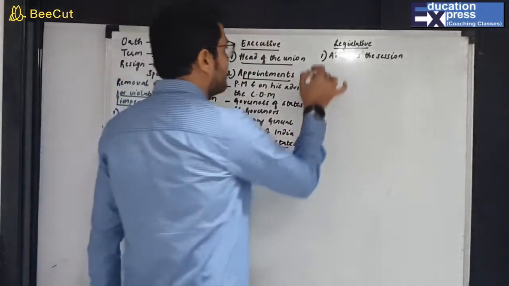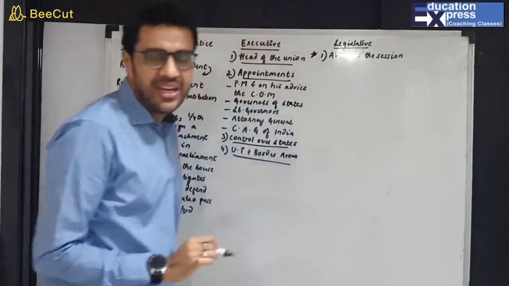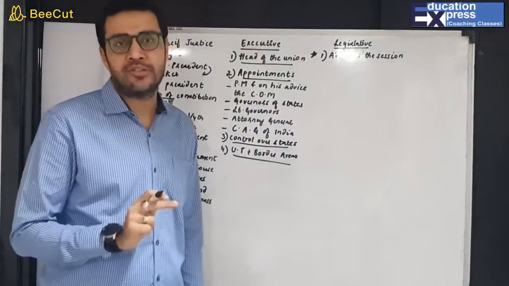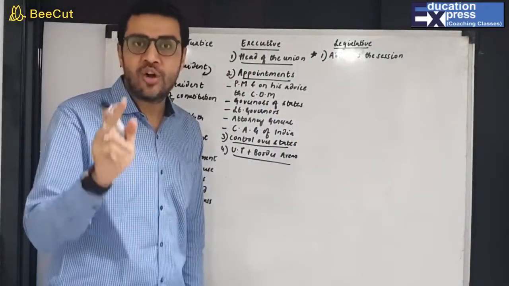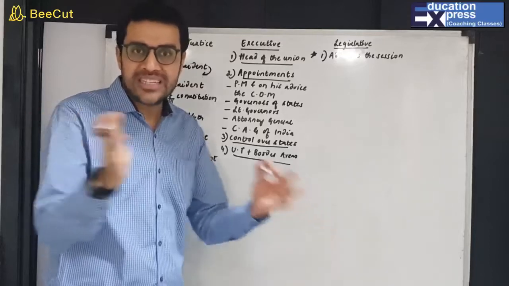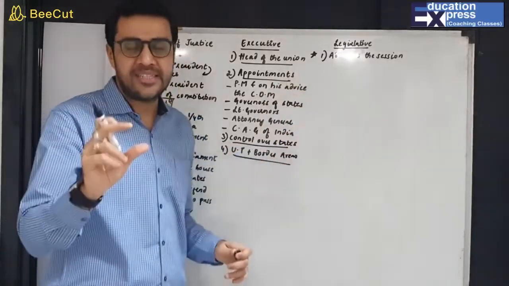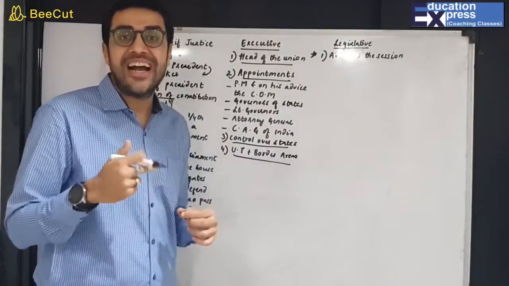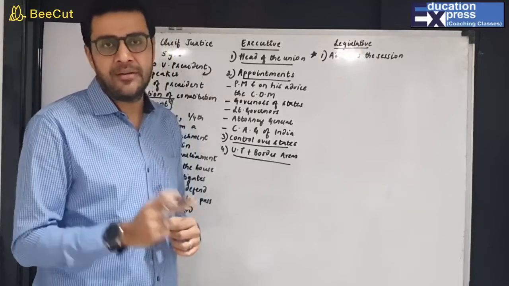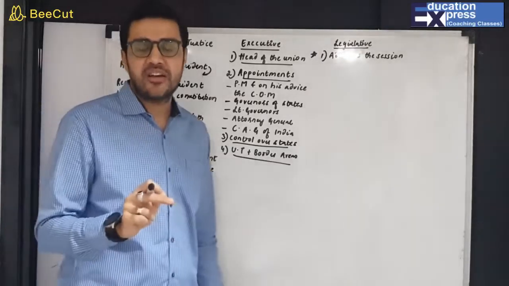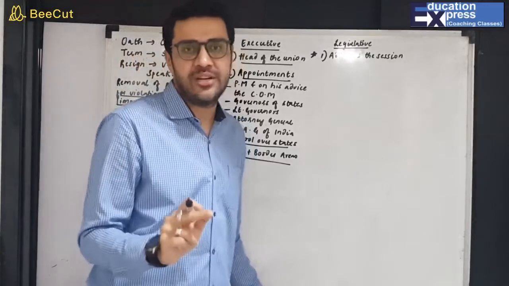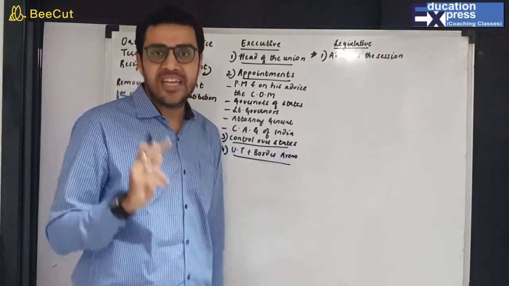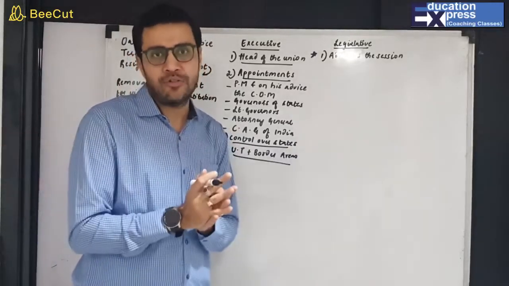This question comes in Section A also. Very, very important. When does the president address the joint session of both the houses of the parliament? There are two circumstances. One, each year before the start of the budget session, the president gives a joint address to both the houses of the parliament.